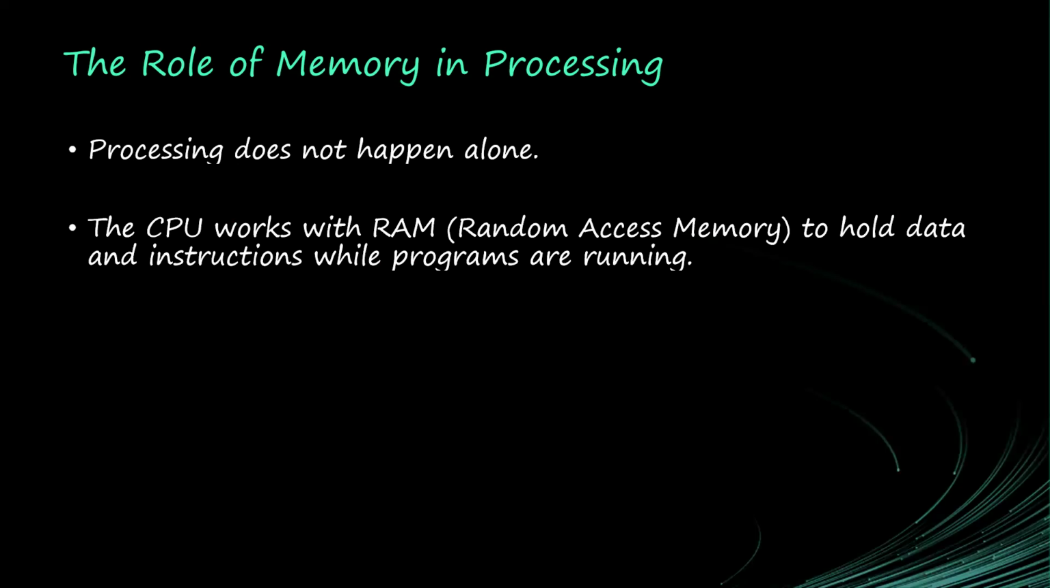So now the CPU works with the RAM. The RAM is the memory location that holds the data and instructions while programs are running. I know that this might be a bit hard for you to really understand, but if you don't understand it, no problem. Okay. But the thing is this, let me give you an example.